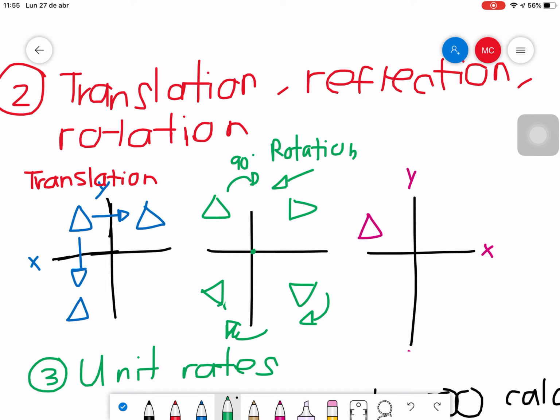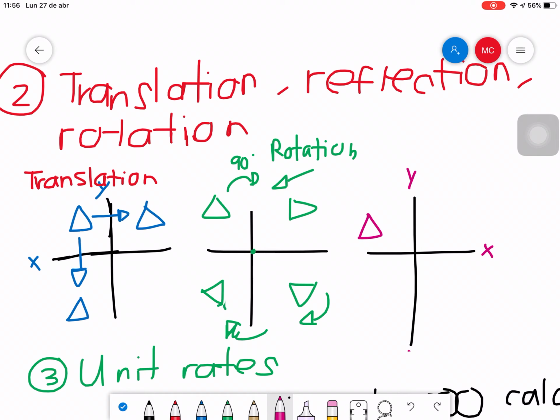You're gonna be shown images and you're gonna say whether they were reflection, rotation, or translation. And last, it is reflection. Reflection, it sounds like a mirror. You know that it reflects the figure over the x-axis or the y-axis.